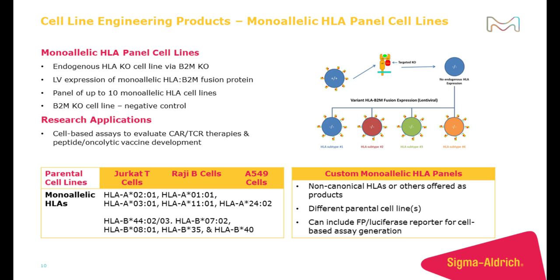Each of which has had all of its endogenous B2Ms knocked out and the expression of a single HLA subtype introduced via lentiviral expression. So these lines that we have listed here represent over 60% of the HLA types in the general population. And they do, again, provide a controlled system for testing antigen presentation and the associated T cell activation.